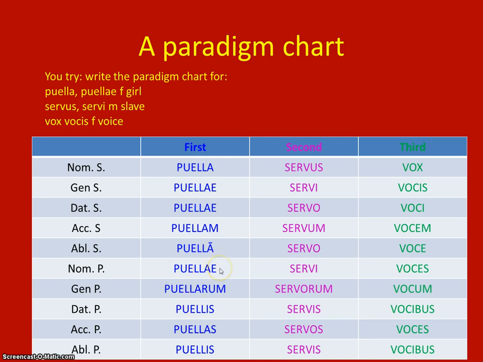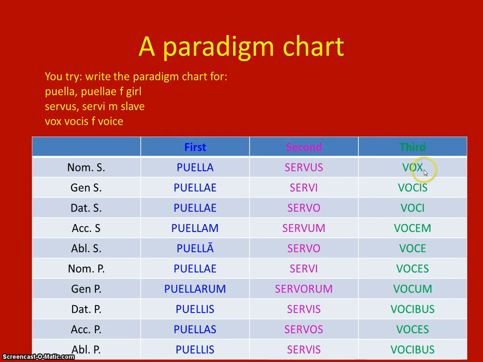Puellae would mean girls. Puellarum means of the girls, puellis, to the girls. Puellas, direct object, plural, girls. And puellis, with the girls or by the girls. Same thing for servus, servi, etc.